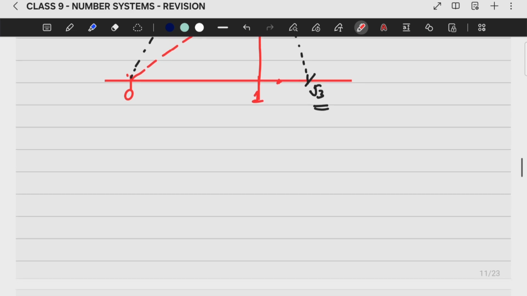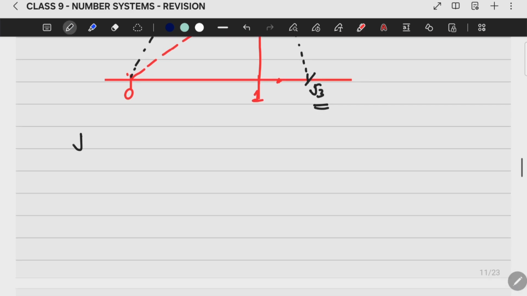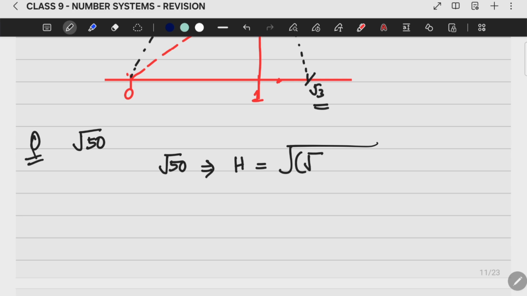Another thing: suppose you are asked to locate root 50 on your number line, do try it out. So how will you do root 50? Suppose this is the question, locate root 50 on the number line. You will consider this as the hypotenuse. You will get it only if you take your base as root of 49 the whole square plus 1 square. So root 49 is the base, which is nothing but 7, and your perpendicular will be 1.